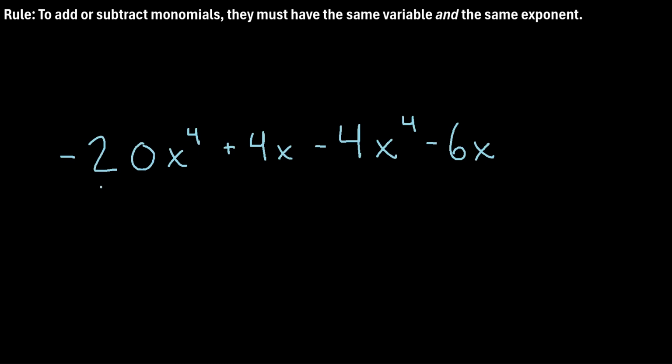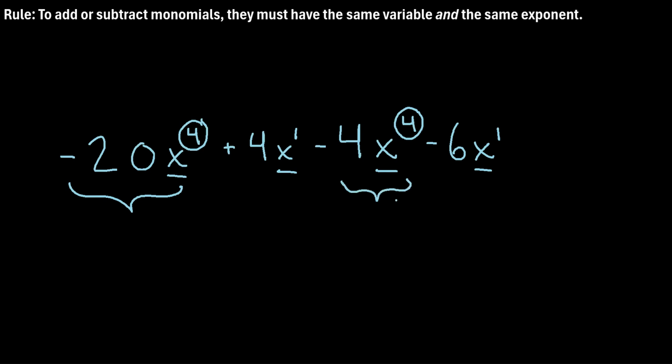All right, let's try one last example. We have negative 20x to the fourth plus 4x minus 4x to the fourth minus 6x. So every term has an x, but notice that these are the only two terms that have an x to the fourth power, while the other two terms, we can imagine they both have an x to the 1. So we can start by combining these two terms, since they have the same variable and the same exponent. So negative 20 minus 4, that's negative 24.